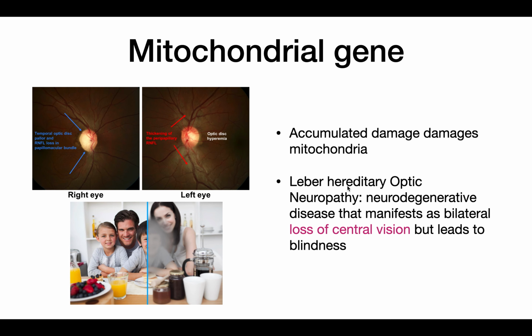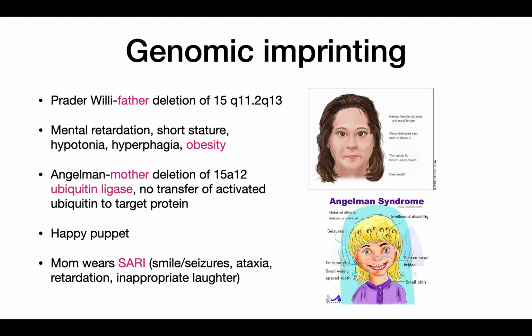Leber hereditary optic neuropathy is a neurodegenerative disease that manifests as bilateral loss of central vision. So here you can see there's thickening of the peripapillary RNFL, and it's pale in the center. So right here, this is normal vision. This is a person suffering from LHON, with loss of central vision.